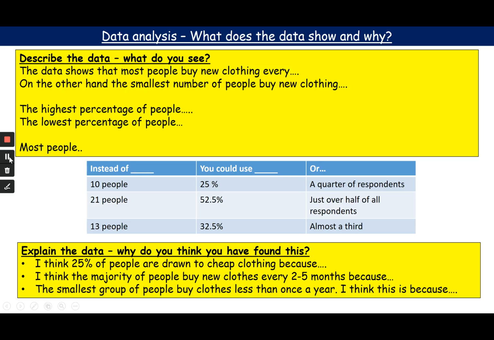Okay, data analysis. So what does your data show and why? So we'll start off by describing the data. So just tell me what you see. So I've given you again some starter sentences.